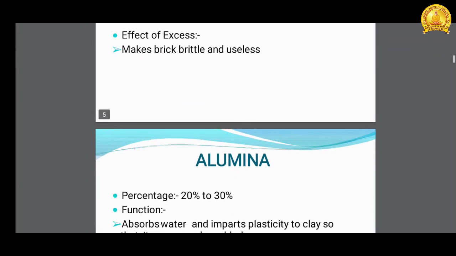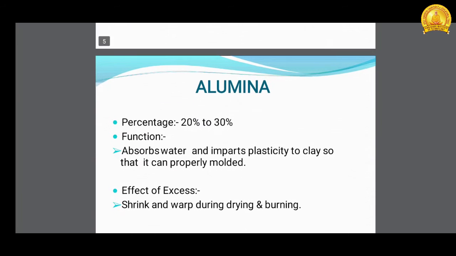The next ingredient is alumina, and its composition in brick earth is 20 to 30%. Its function is to absorb water and impart plasticity to clay so that it can be properly molded. Alumina in excess causes raw bricks to shrink and warp during drying.